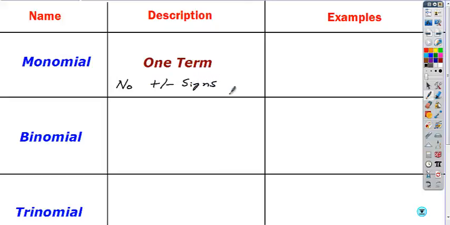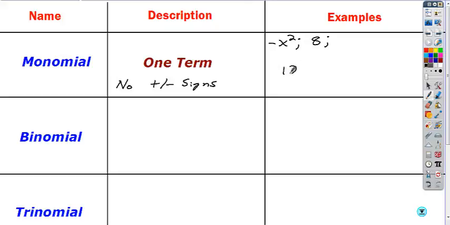Does that mean that I'm not allowed to have a negative? No, I can have a negative all day. I just cannot have a subtraction sign, because subtraction in itself involves two pieces. So real quick, can you give me an example of a monomial? Negative x squared, that works. 8, that works.